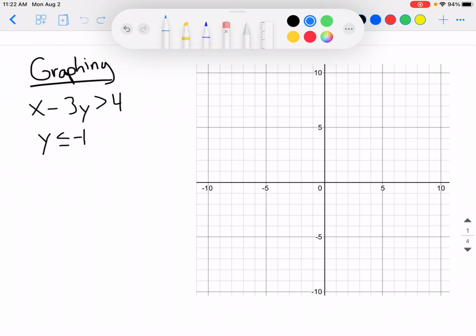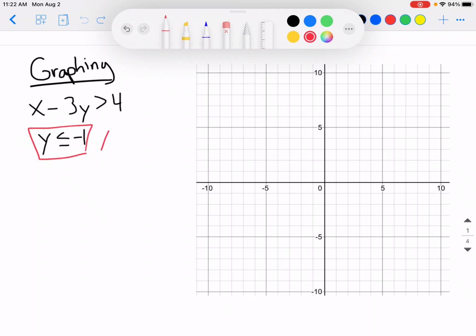Hello and welcome to this video where we're going to be graphing systems of linear inequalities. Our goal is to find an area, a region of the graph where we could take points and they work for both inequalities. And so the way we're going to do that is by graphing each inequality. Now we're going to start off with this one because this is the easiest one.